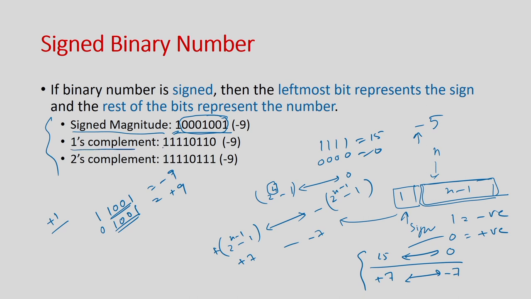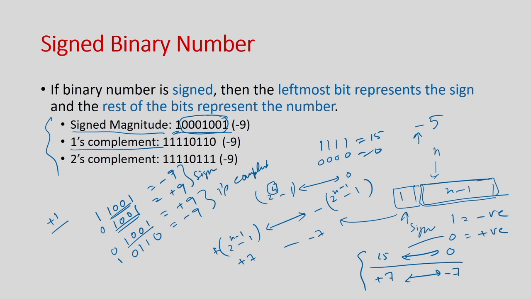In 1's complement, it is as it suggests. So, if the number is positive, I will just keep it as it is, okay. This is plus 9. And if it is a negative number, I will take the 1's complement of this number, which is 0, 1, 1, 0, and I will put a 1 here, okay, which is minus 9. This is in 1's complement and this is sign magnitude, right.